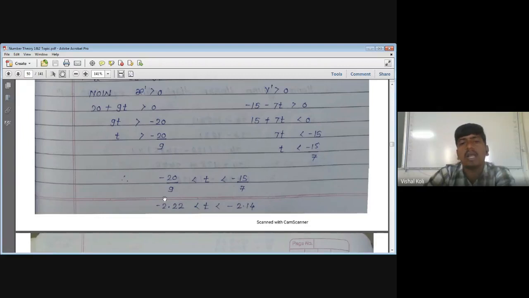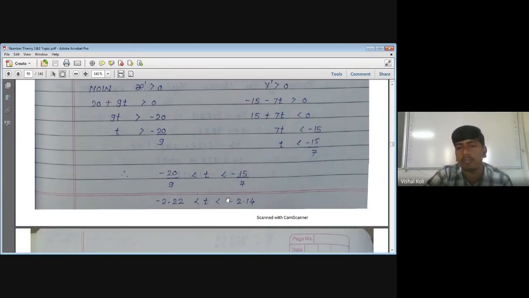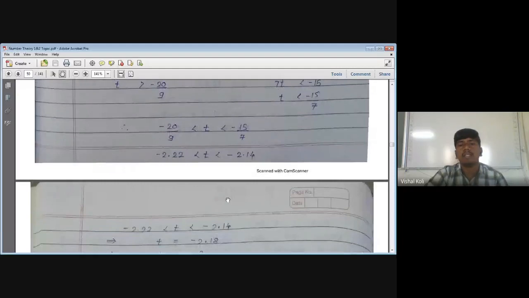As there is no integer in between these two values, we have to take the nearest integer to these two values, and we know that the nearest integer to minus 2.22 and minus 2.14 is nothing but minus 2. Therefore the value of t is nothing but minus 2. Here we take the value of t as minus 2, since we know that t is an integer, and here t lies between minus 2.22 and minus 2.14, but there is no integer value in between these two terms. Therefore we have to take the value of t as the nearest integer, which is nothing but minus 2.